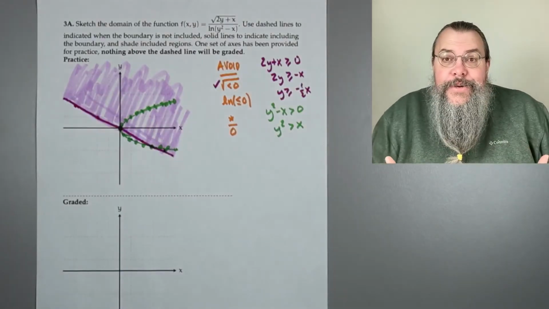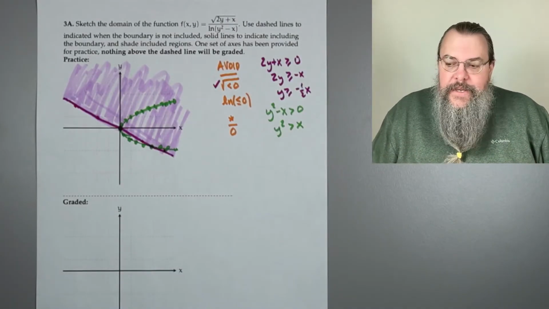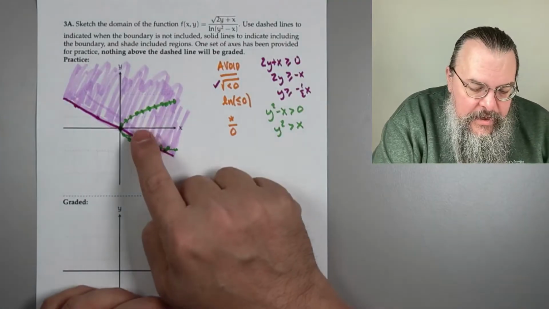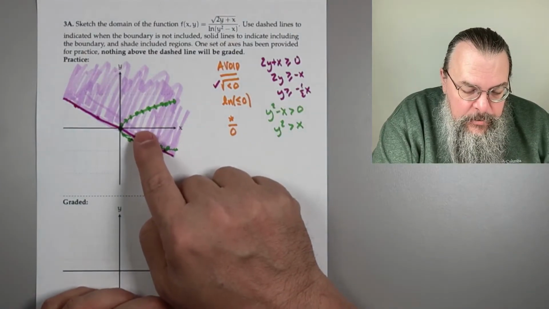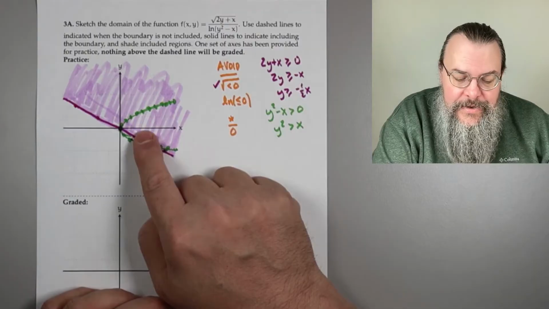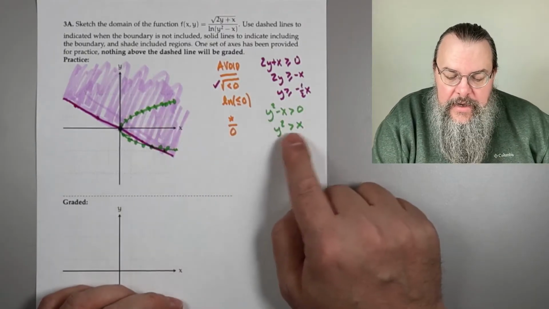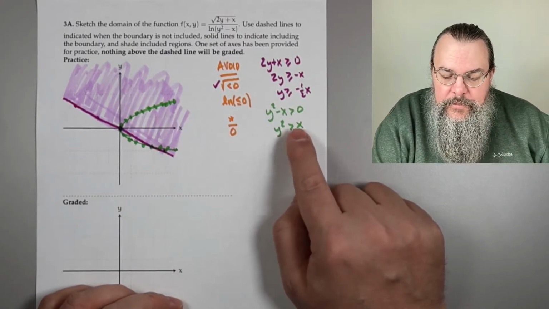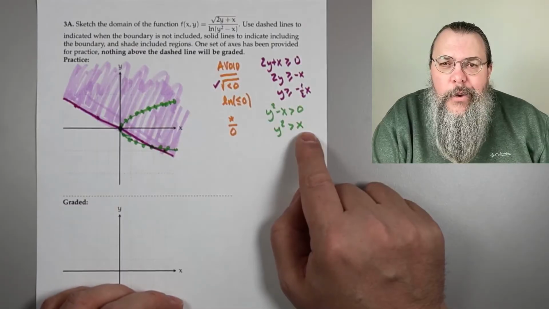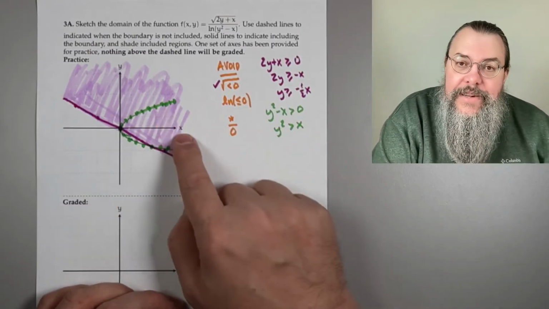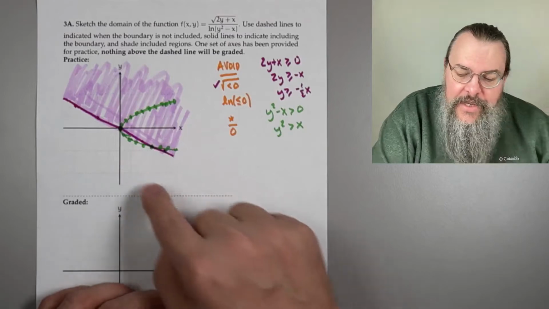How do you know? Well, the answer is you pick a point. Let's say something over here, where x equals 2 and y equals 0. And we plug it in. X equals 2, y equals 0. Is 0 bigger than 2? Well, no. That means we don't want to be on the inside. We want to be on the outside.